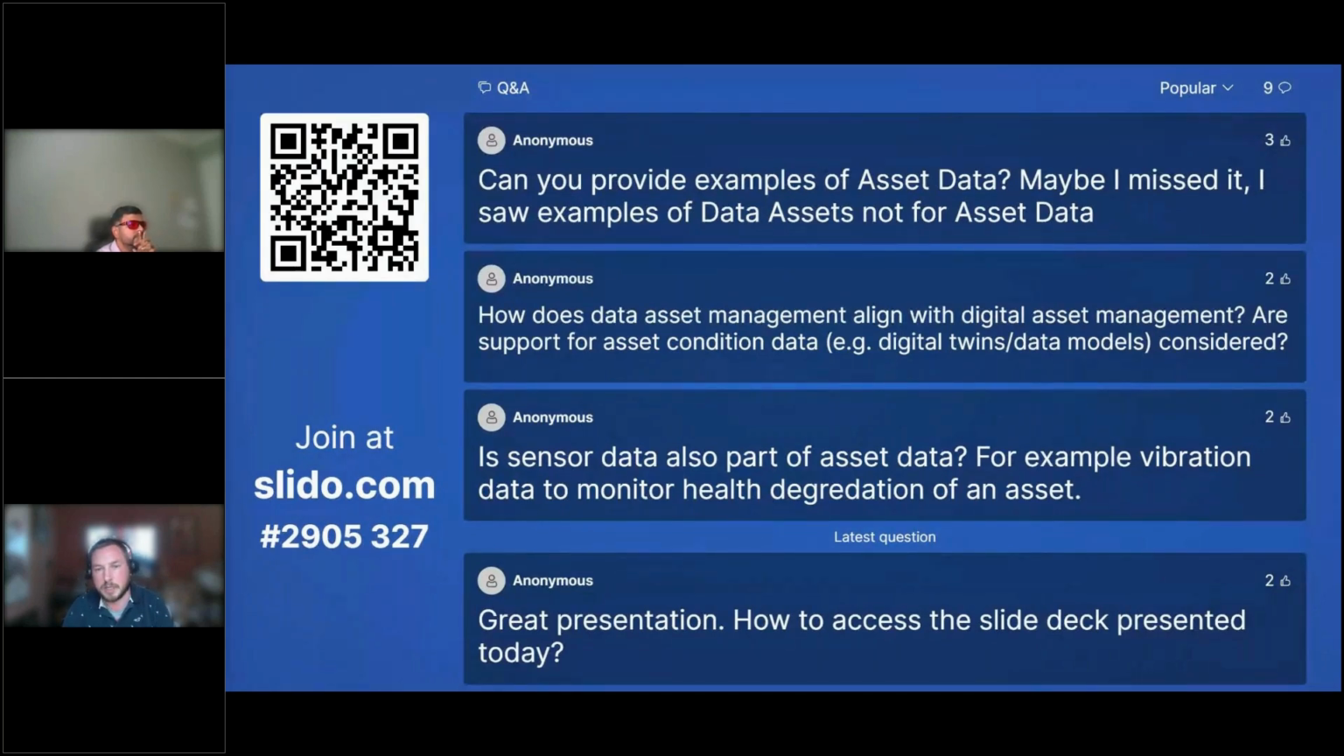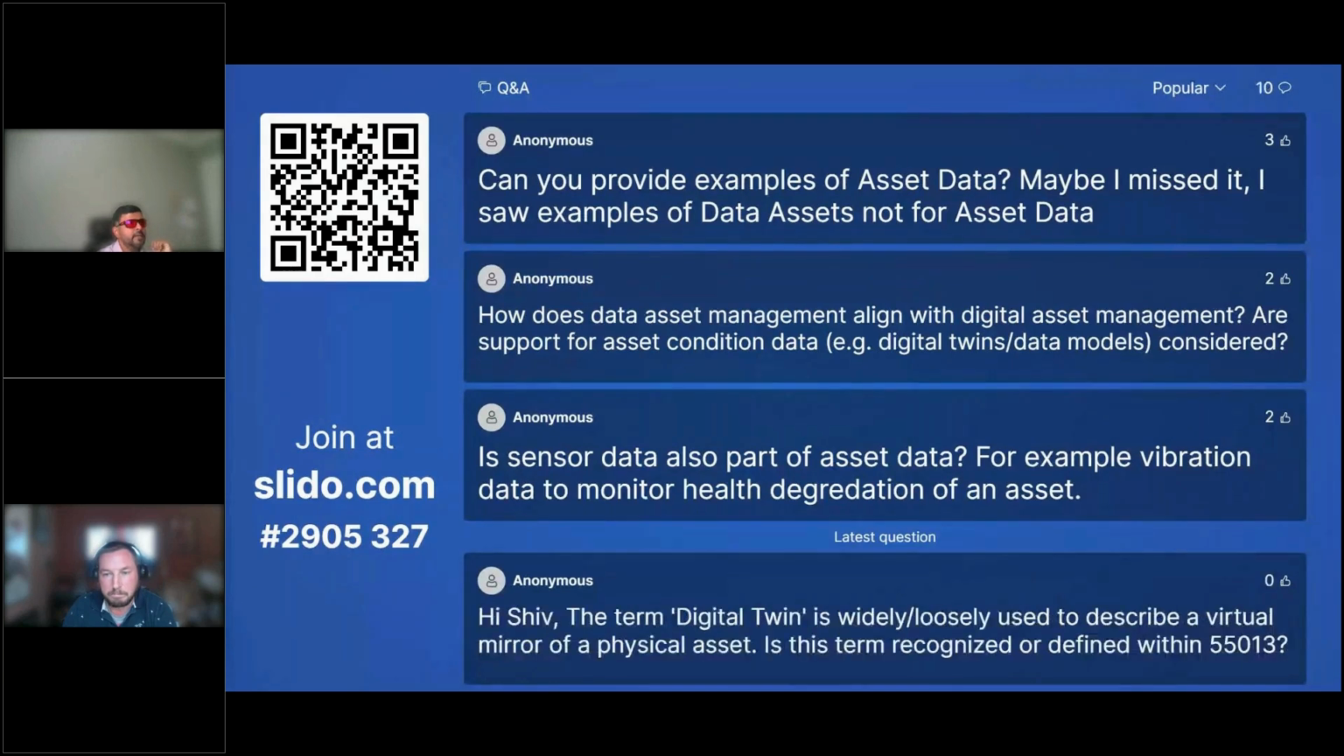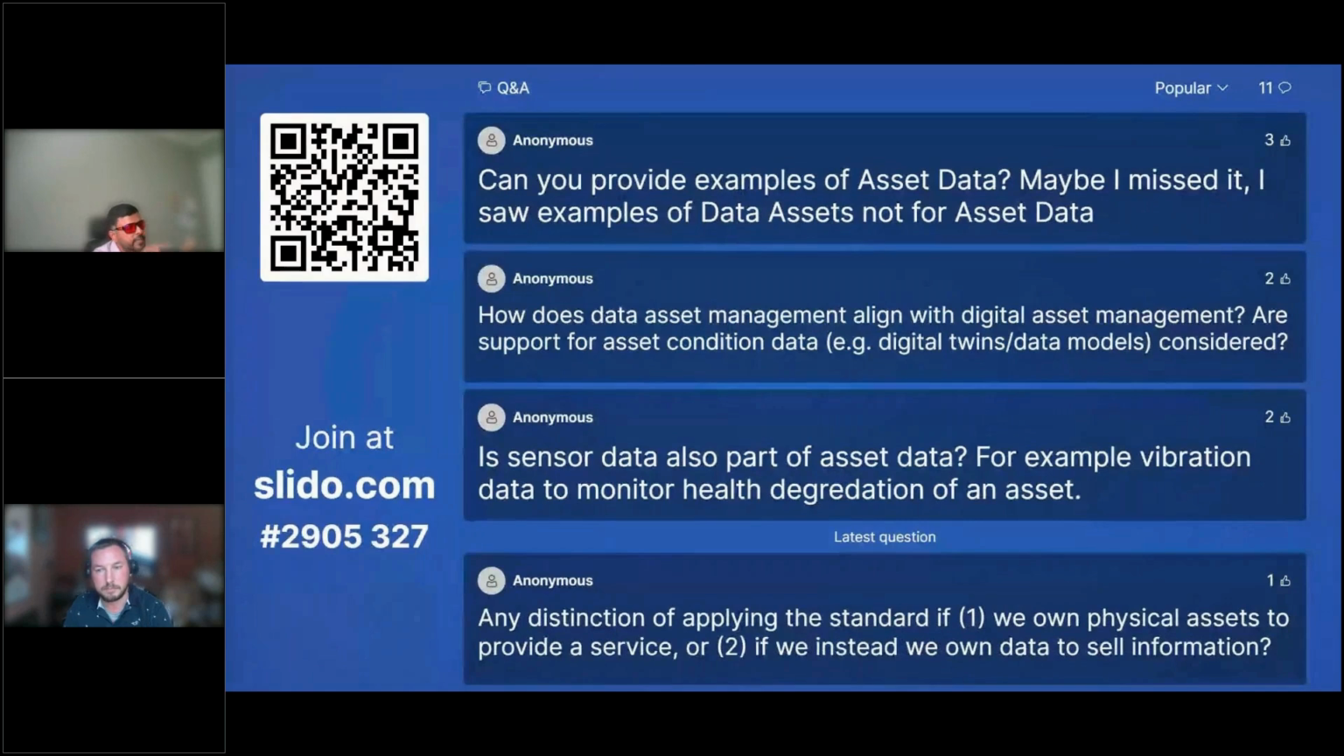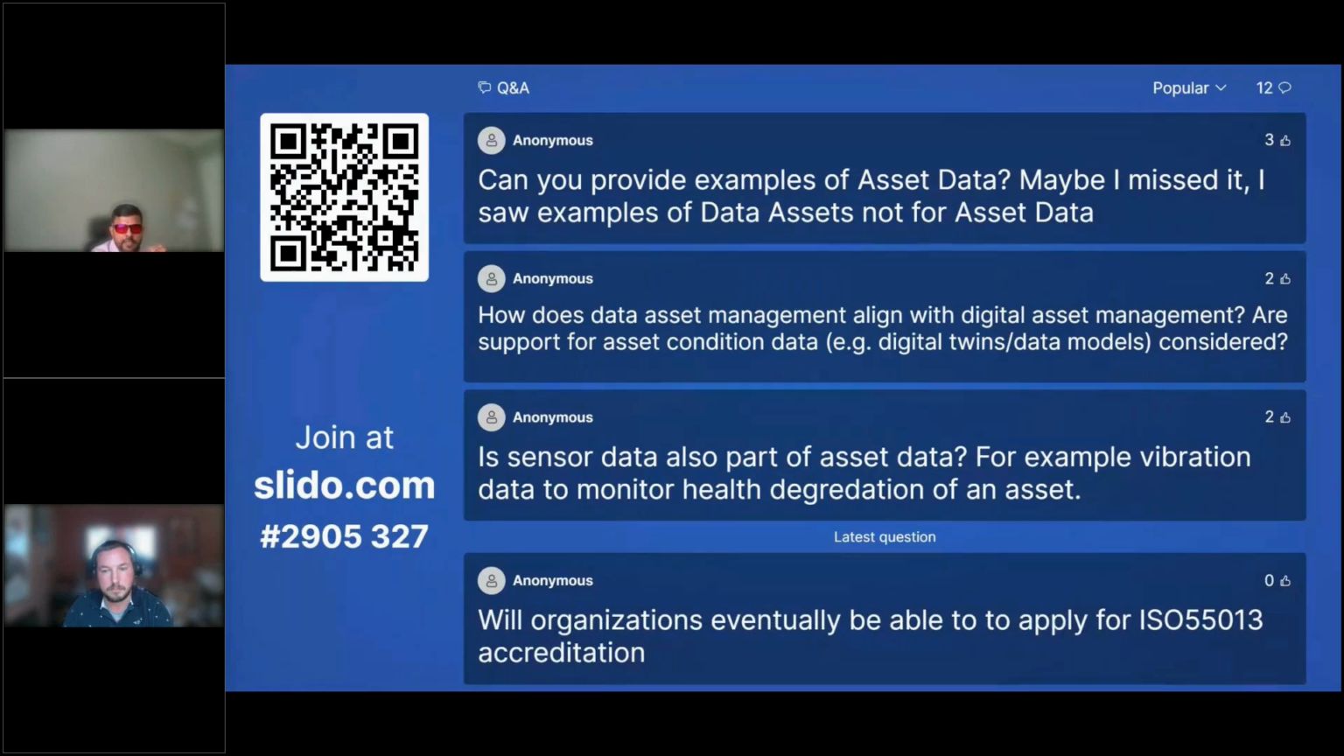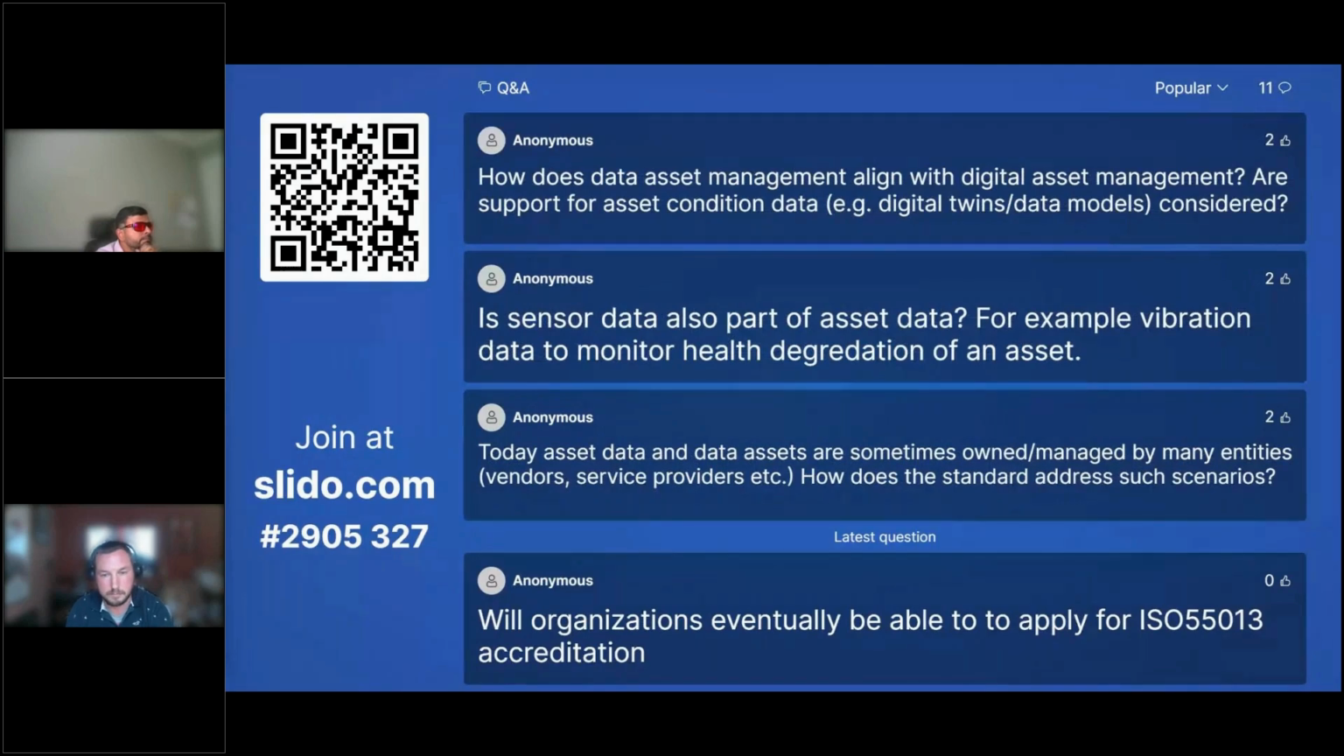The next question someone's raised: can you provide examples of asset data? They feel they might have missed it, but they said they've seen examples of data assets, but not for asset data. Correct. So asset data, by definition, is any information, a list of data that describes the asset itself. So asset data would be anything like, for example, date of install or manufacturer information, the design life of the asset, the dimensions of the asset, the expected failure criteria for the asset. These are all examples of asset data. Anything that describes the asset can be considered as asset data.